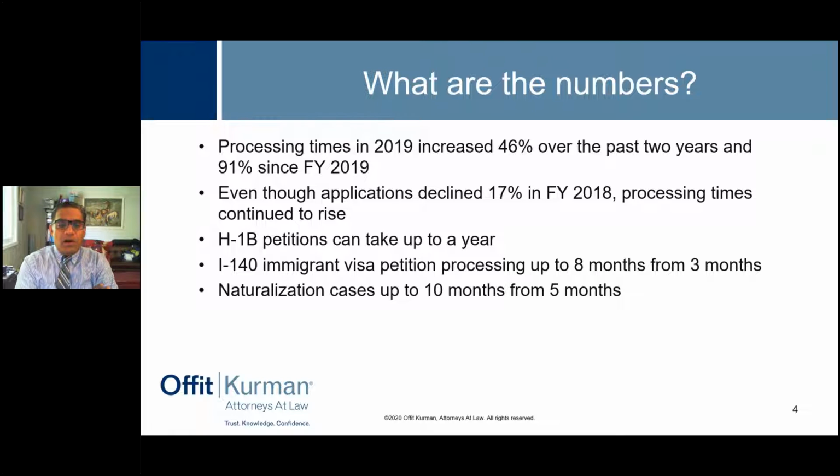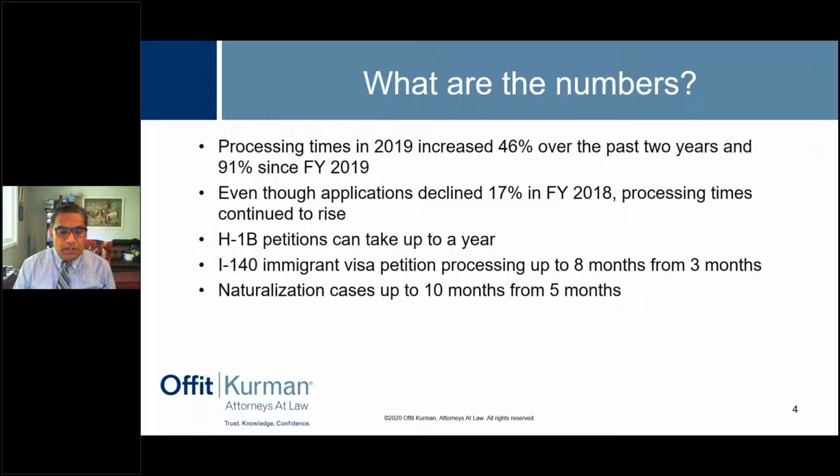So a lot of people are concerned and worried about their family members or their employees or themselves, and they're asking questions. How do we address these delays? How do we help out the situation? What can we do to speed things up? And what's interesting is that the applications overall actually went down by 17%, let's say looking at 2018 data, but the processing times continued to rise, which is also unusual.